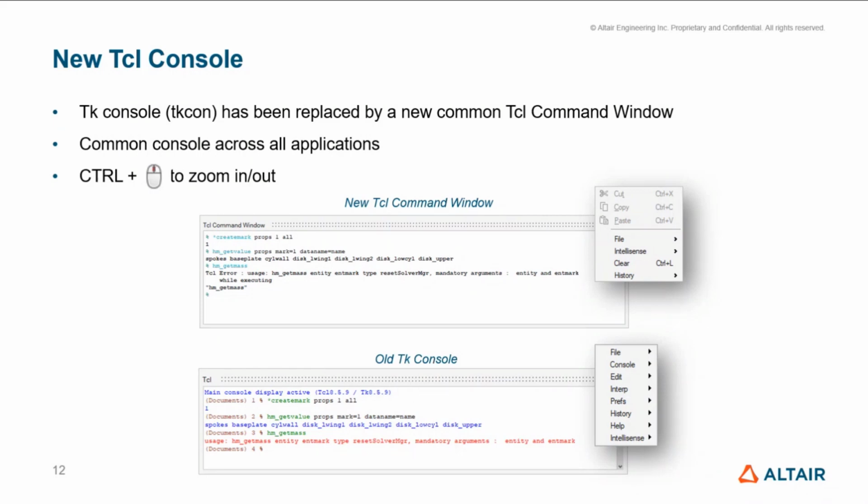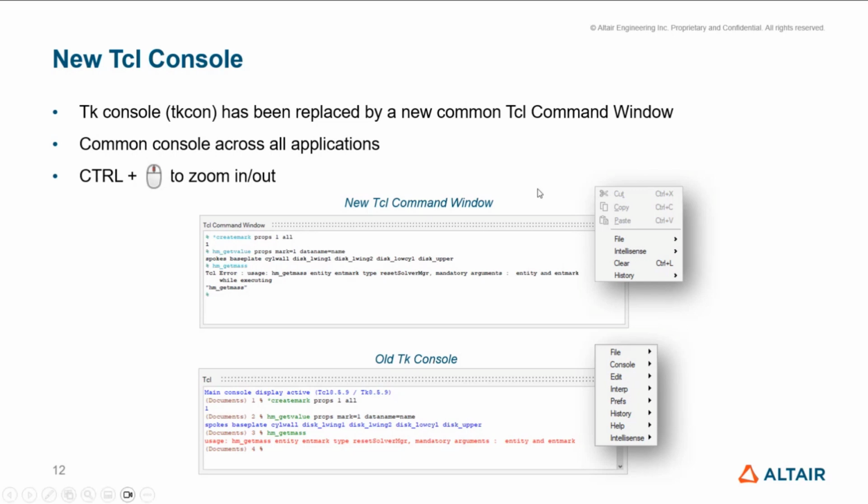Certain things are different. The TK console was closely related to the language itself, and you could interact with it through the actual TCL commands. That's not available anymore. But on the other hand, what you can do very easily, instead of using a command to, let's say, change the size of the font, is simply use the control key in combination with the scroll wheel on the mouse to zoom in and increase the font size.